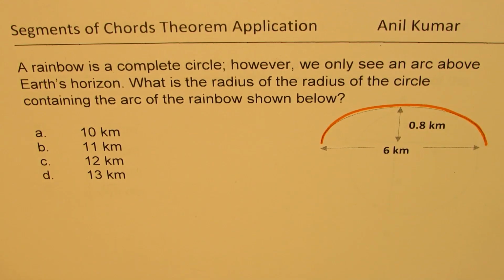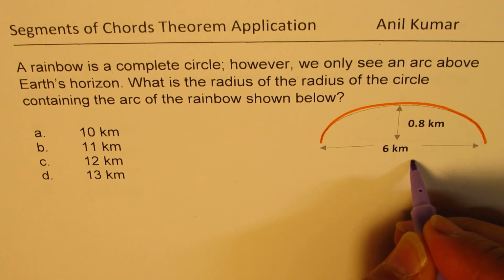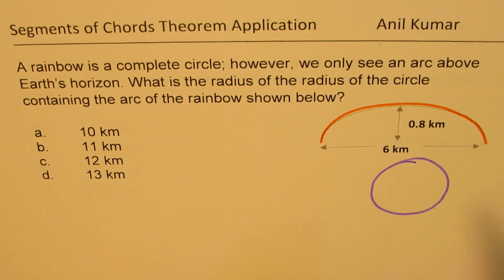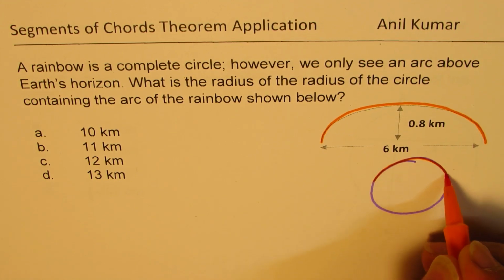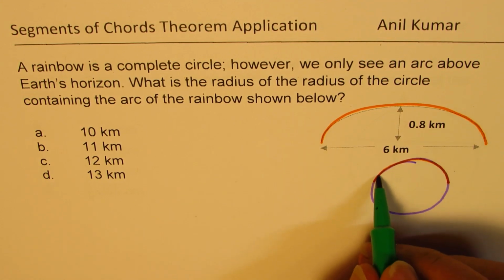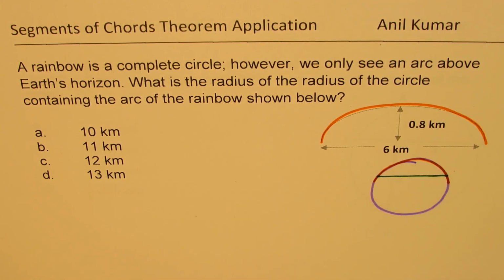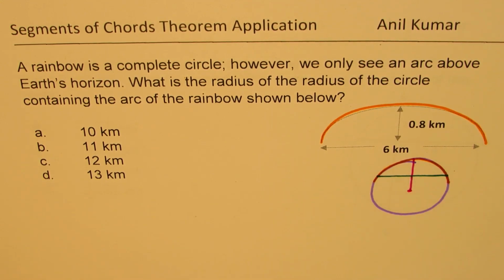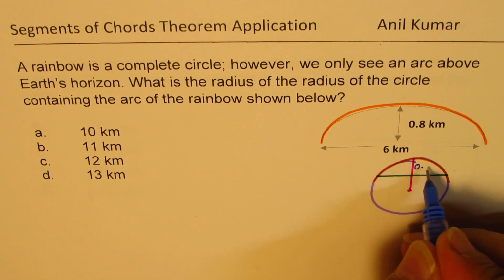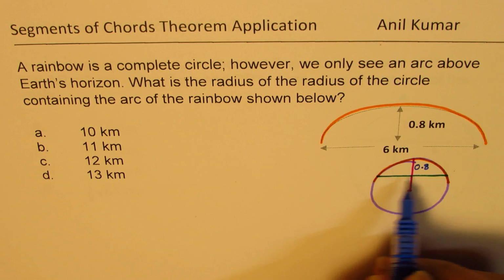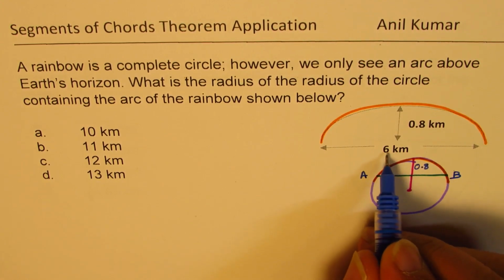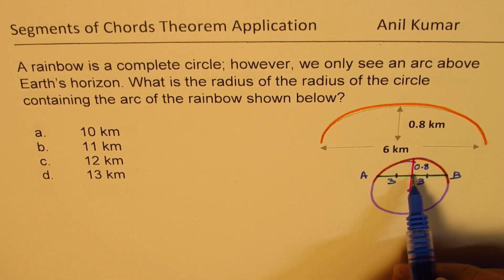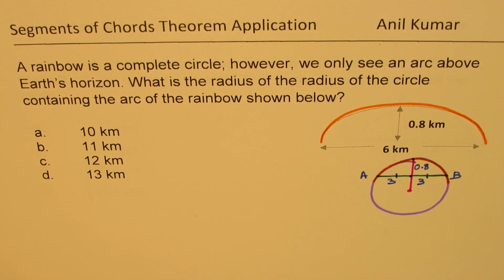So the diagram here could be looked at like this, like in the previous question which we have done. This is a smaller version of the same thing. So we're talking about this particular arc here, right? We're saying that this length here is 6 units, and from the center we need to find the radius. So let me label this as A to B, which is 6 kilometers. So it is 3 each, 3 here and 3 here, correct? And this length is given to us as 0.8.